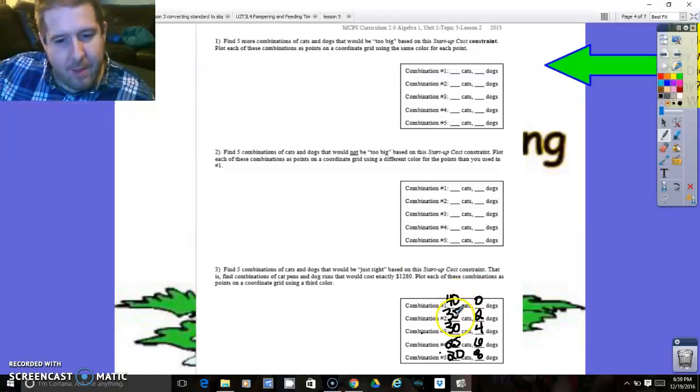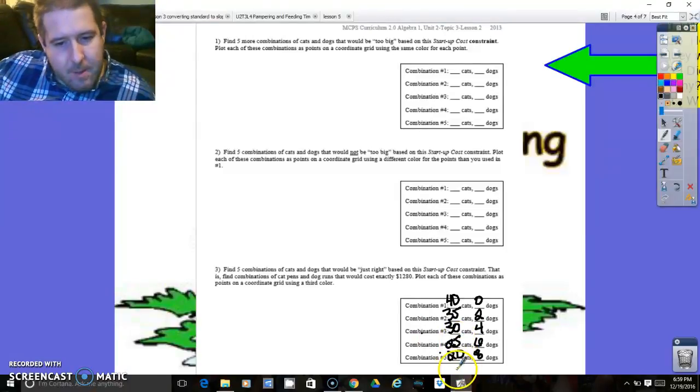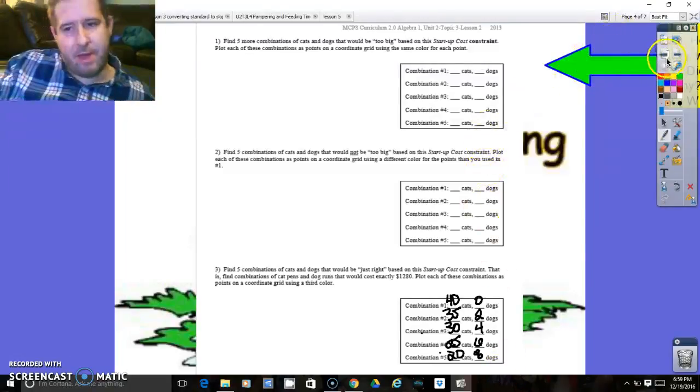For every 5 cats, you have space to have 2 dogs. So hopefully you can tell that this is decreasing by 5 and these are increasing by 2. So that means 15, 10 would have been an answer, or 10, 12 would have been an answer, or 5, 14 would have been an answer, and so forth. So I pretty much gave all the answers.